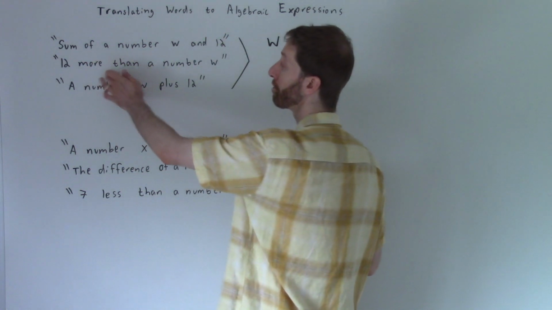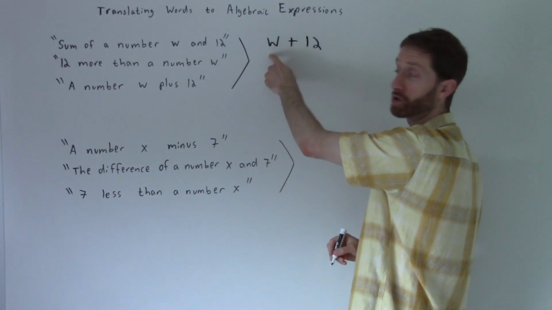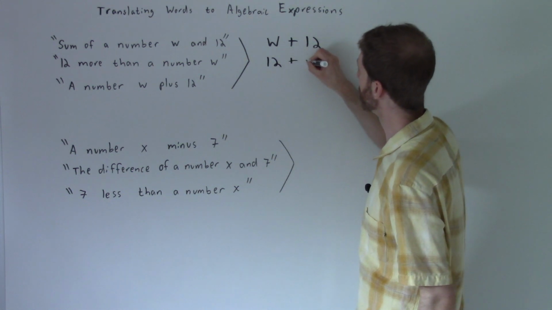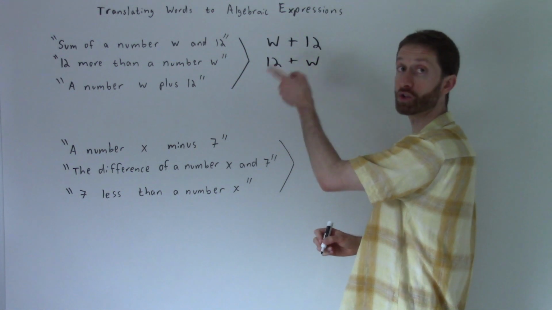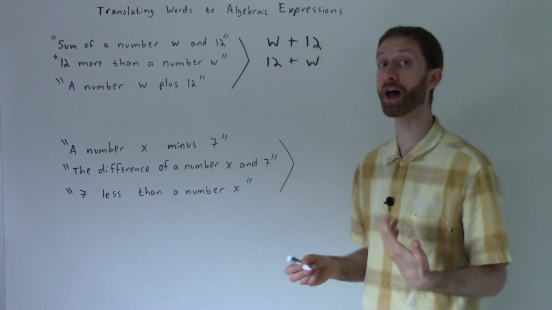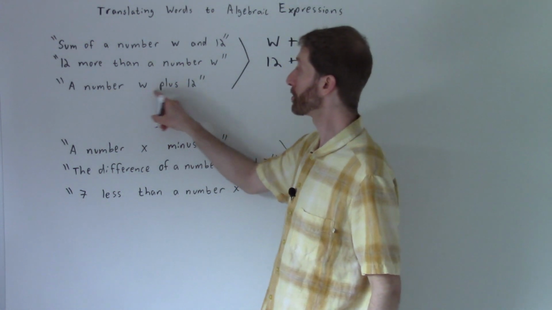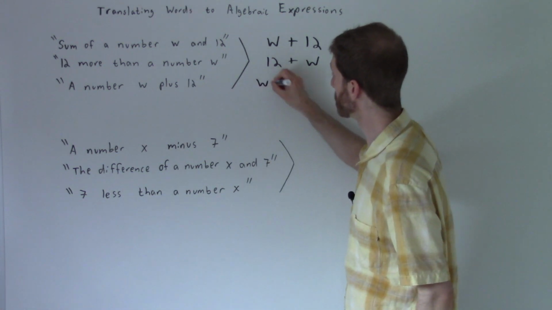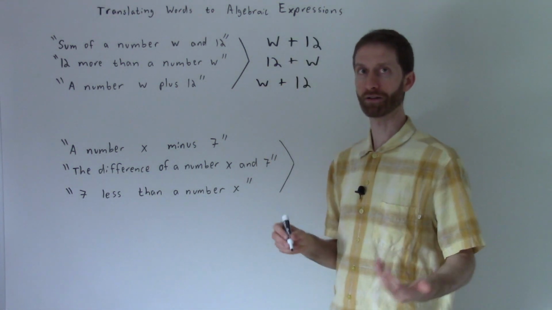This says 12 more than a number W. You could also write that as 12 in addition to the number W, just like that. But with the commutative property, we know that 12 plus a number is the same as a number plus 12. So it does not matter which order you write it in. Now, with this problem, a number W plus 12, that's literally translating left to right. So some number W plus 12. So they all mean W plus 12.